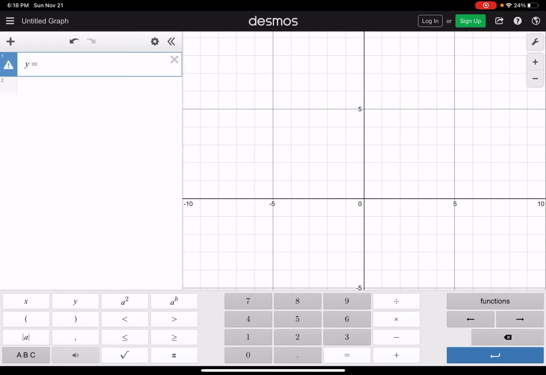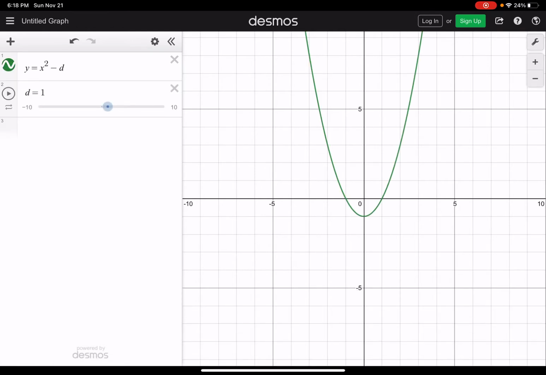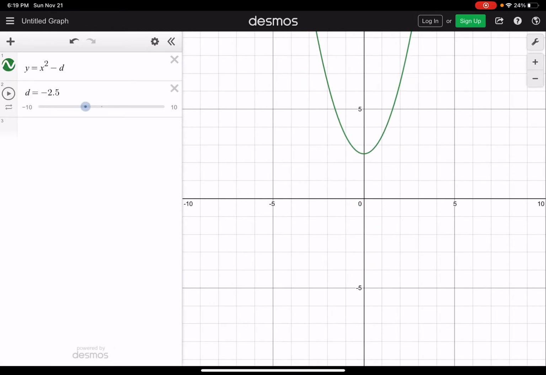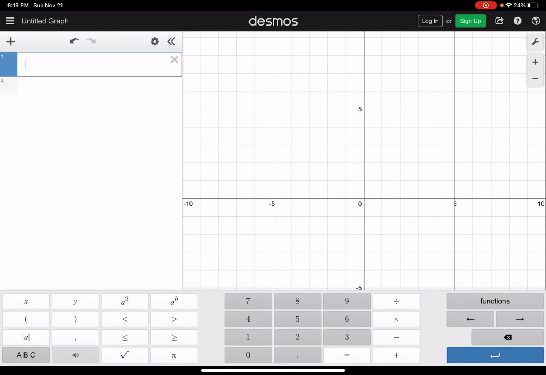What I see this does is it affects how it transforms, is it compressing or is it stretching. Okay, so that would be for the first one. y equals x squared minus d. Let's add the slider. So this shows me that it's either making it go up or down. Part C.